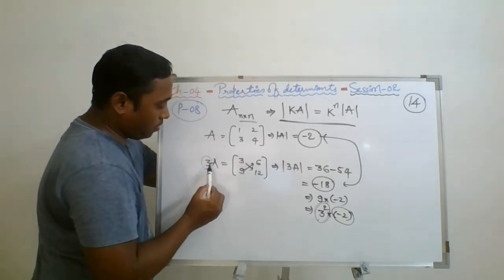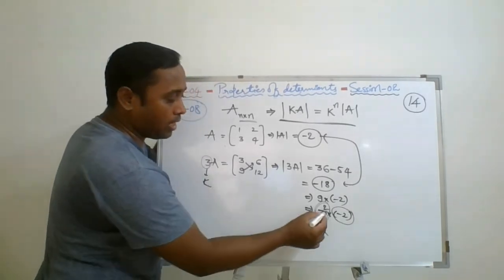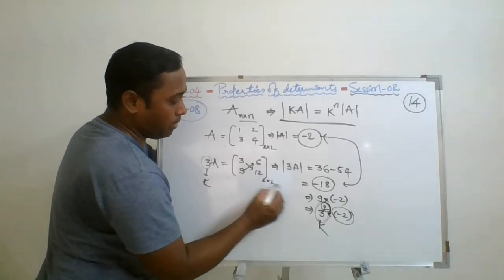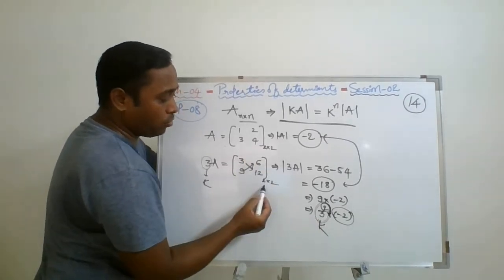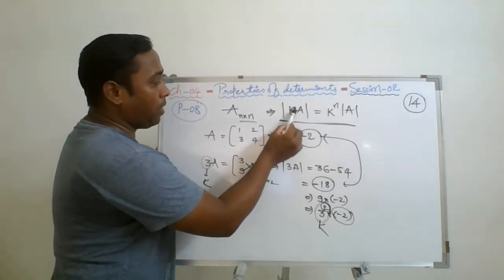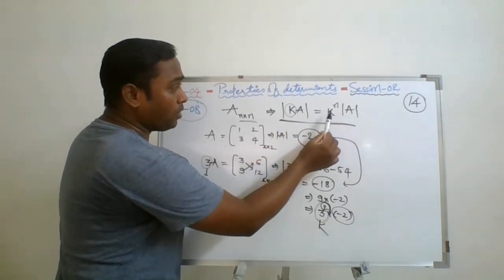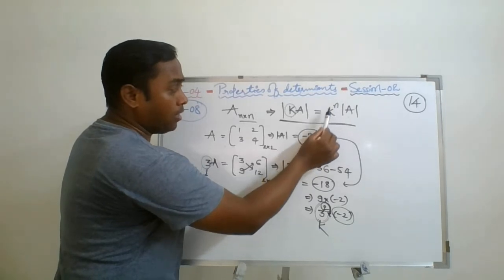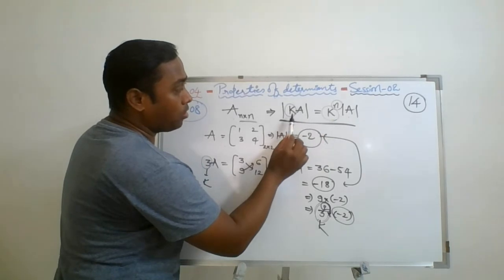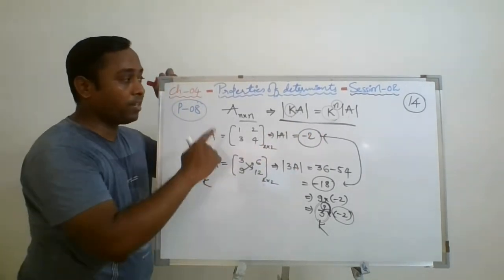Here 3 is treated as k, the constant, and its power is basically the order of the given matrix. So what is the power here? It is a 2 by 2 matrix. That's why the power is taken as 2. Simply, if I multiply a matrix by any constant k, then the det value becomes k to the power of n times det A, n representing the order of the square matrix, k representing the constant by which that matrix is being multiplied. So this is a very important property.